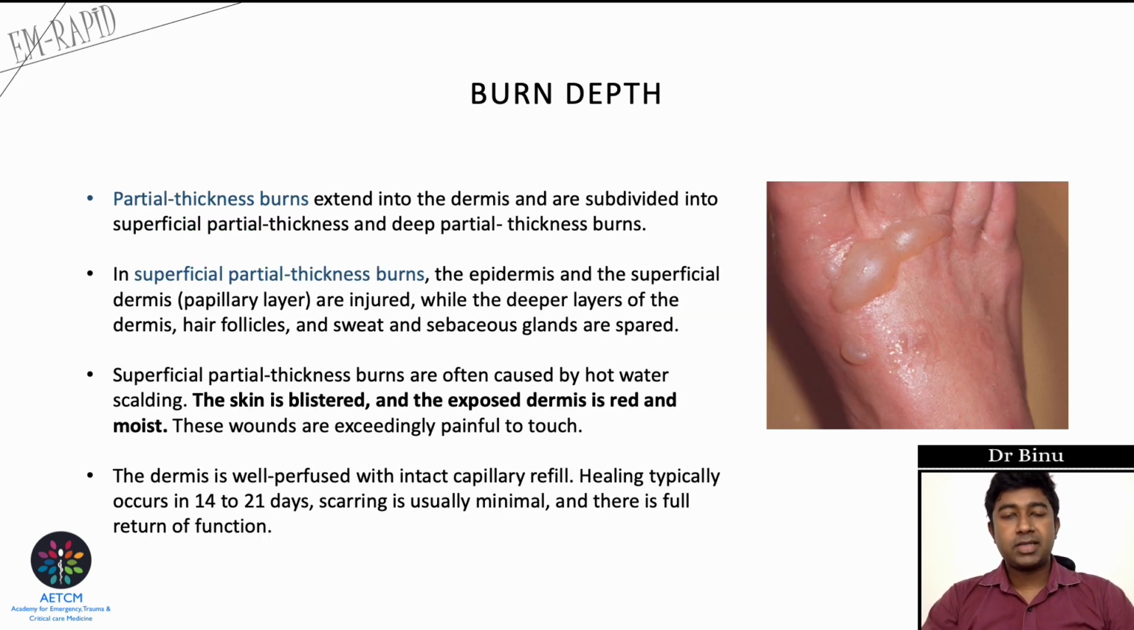And next we have the partial thickness burns, which can extend up to the dermis and are subdivided into two types, that is superficial partial thickness and deep partial thickness burns. In superficial partial thickness, the epidermis and the superficial dermis, including the papillary layer, are injured, while the deeper layers of the dermis, including the hair follicles, sweat glands and sebaceous glands, are spared.